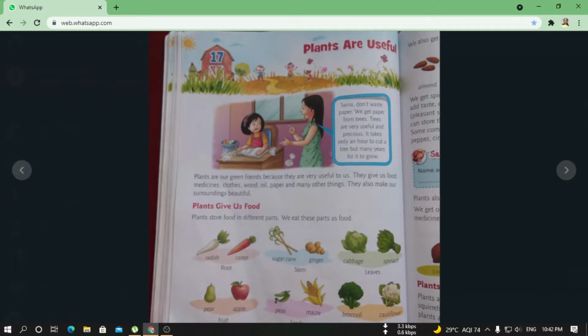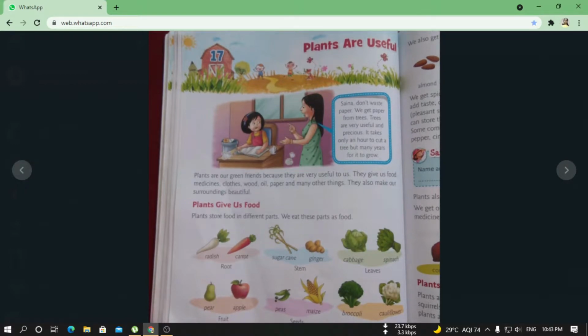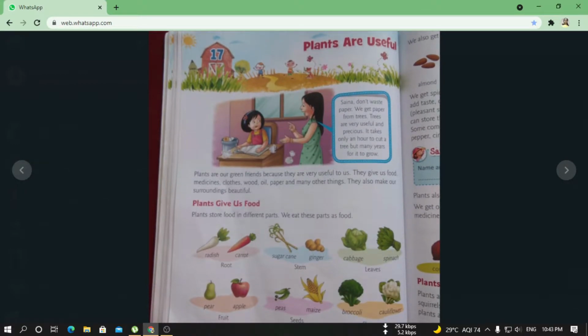So we know about plants, how useful they are for us. This is chapter number 17 from the book Tree House, class 2 EVS, Tree House Environmental Science. From this book you get this chapter, Plants Are Useful.